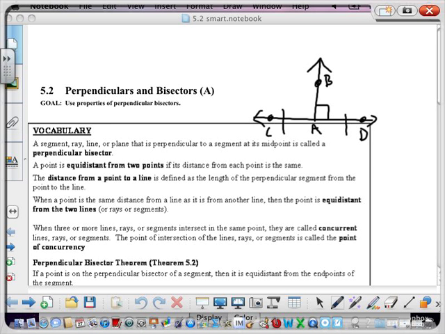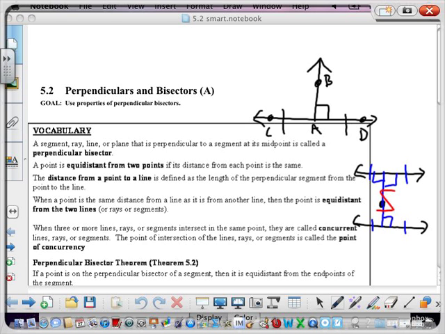So if we've got a point, and then we've got two lines, okay, we construct perpendicular bisectors, construct that perpendicular bisector, then these two must be equal to each other. Okay, must be the same distance away from each other.